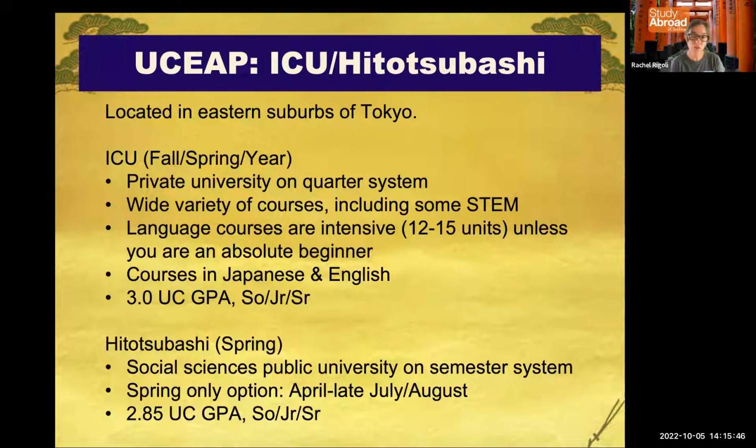Hitotsubashi is not too far from ICU. It's a social science university. It's a public university. It's top tier. It's very well known in Japan. Semester based, and we only offer a spring semester at Hitotsubashi. There's a lower GPA requirement, 2.85 GPA. The courses are going to be in the social sciences mainly. Some unique classes that you may not see here at UCSD would be law classes. If you're pre-law, you may want to take a look at Hitotsubashi.